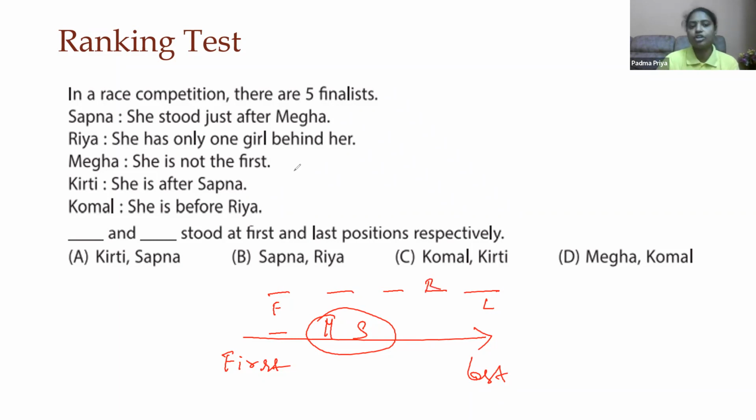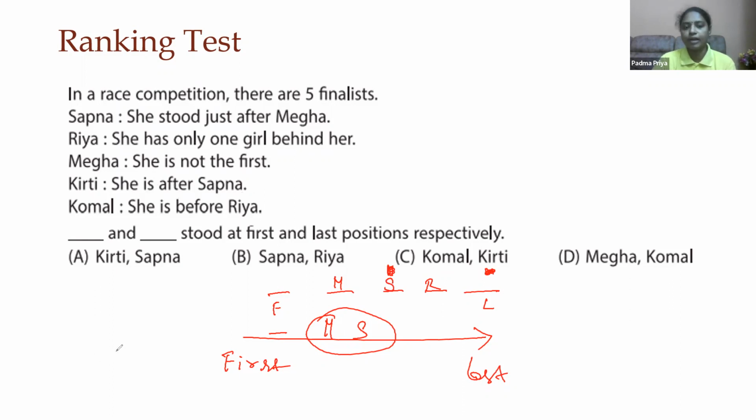Now, Megha is not first. So, Megha cannot be the first person. Even Megha cannot be in the 3rd place. Why? If she is in the 3rd place, Swapna should be after her. But where is Riya? So obviously, Megha should be in the 2nd place, followed by Swapna. Why? Because if you put Megha here, where is the place for Swapna? No possibility. If you put Megha here, already Riya is behind her. So no possibility. They said Megha is not first. So automatically Megha should be 2nd. Then Swapna is 3rd.